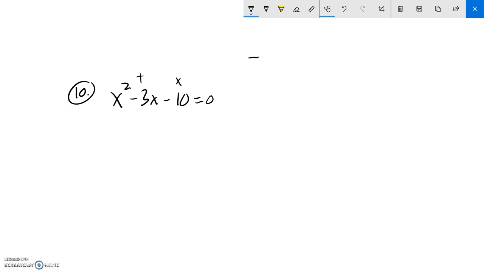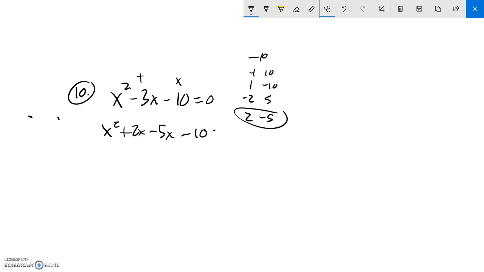So let's see, negative 10 would be negative 1 and 10, 1 and negative 10, negative 2 and 5, 2 and negative 5. There it is right there. That adds to negative 3. So I could break up this middle term as x squared plus 2x minus 5x minus 10 equals 0. And then I could do factor by grouping if I wanted to do it this way.